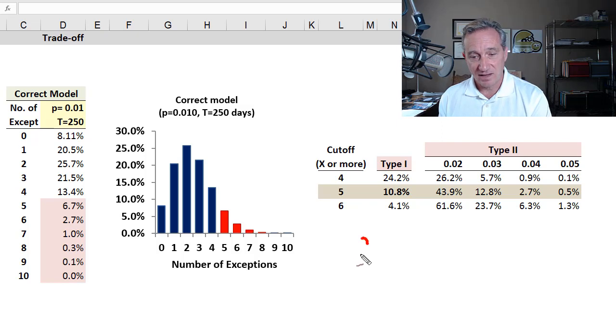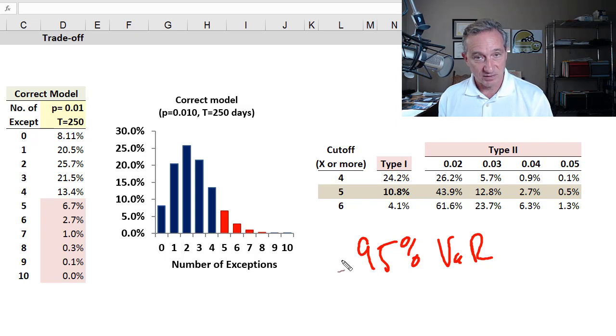When we specify something like a 95% value at risk or 95% VaR, what we mean is that 95% is the confidence level and therefore 5% is the significance level, and that means we expect on 5% of days for the actual loss to be worse than the VaR, or to exceed the VaR.